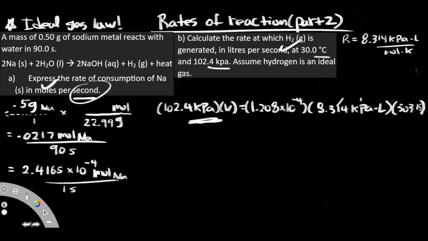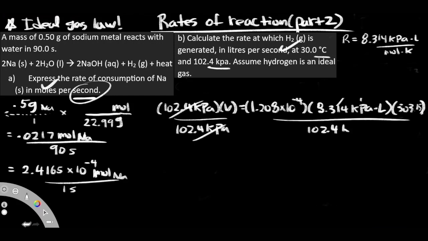There we go. So again, my volume here is not alone. I want to make it alone. Right now it's stuck by multiplying 102.4. What's the opposite of multiplying 102.4? It's divide by 102.4. That way this and this cancel out. If I do it on the left side, I need to do it on the right side too. That way this and this cancel out. And then I'm pretty much done.